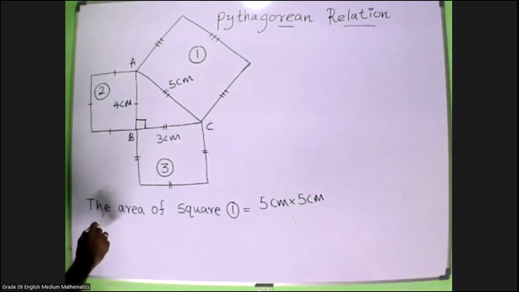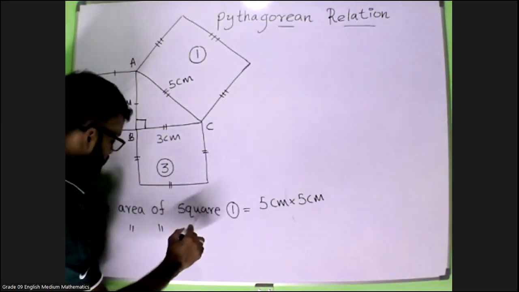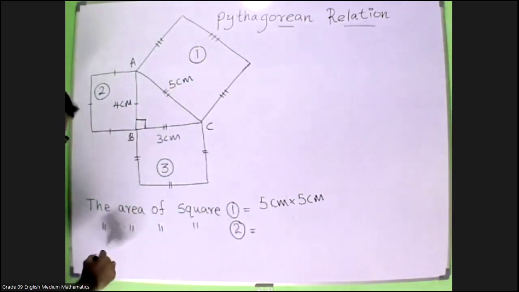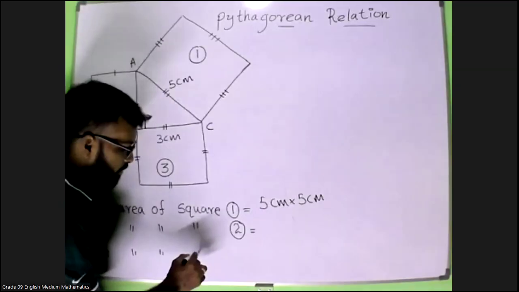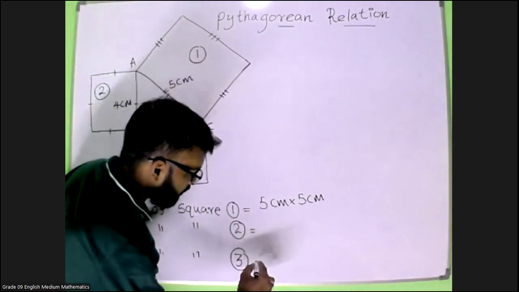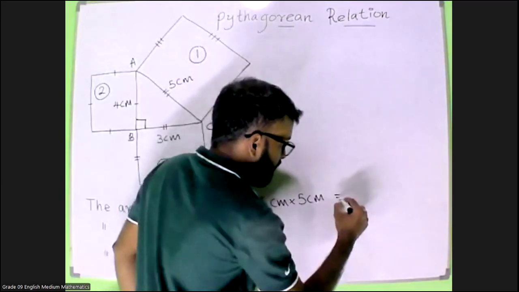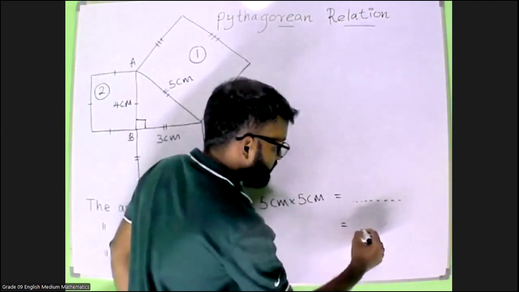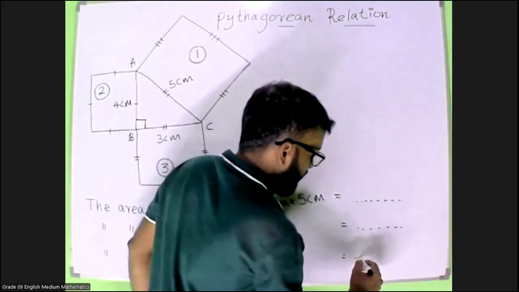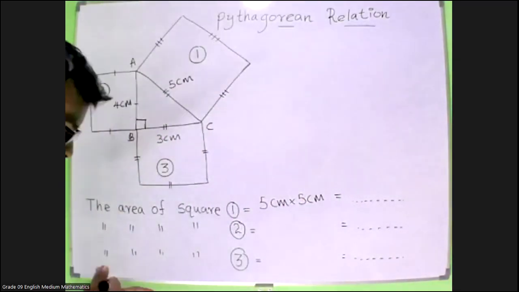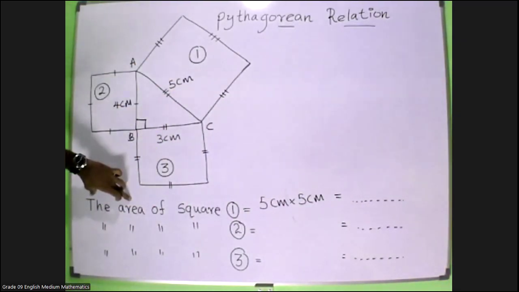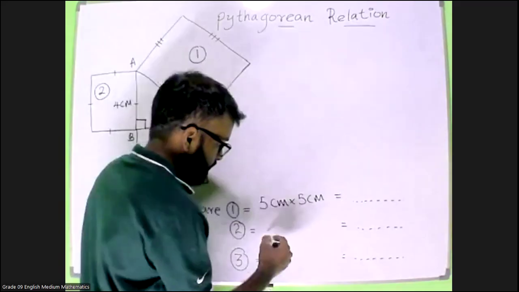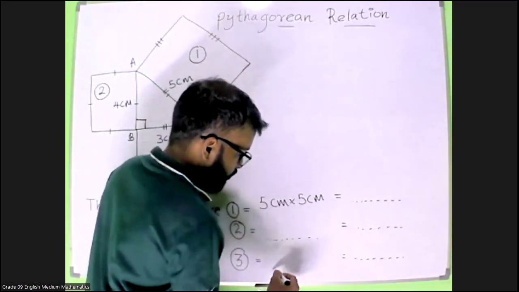So, same, I can write the area of square number 2. Right. And I can write the area of the square number 3. Can you fill this final answer, and this final answer and final answer? Please draw this and fill the blank. Here also you have a blank. You know how to find the square?